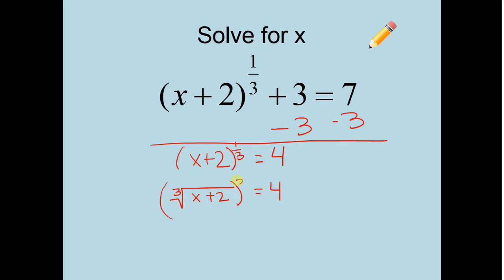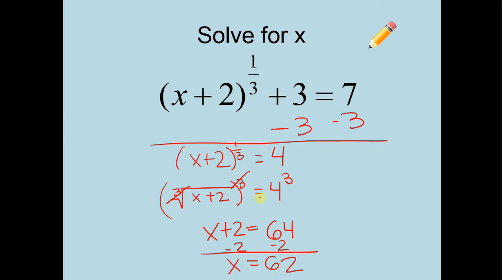Take it to the 3rd power. x plus 2 equals 4 to the 3rd. That is 64. No plus or minus. Not an even root. We're not even square rooting. Minus 2. x equals 62. Wait, what are you saying?